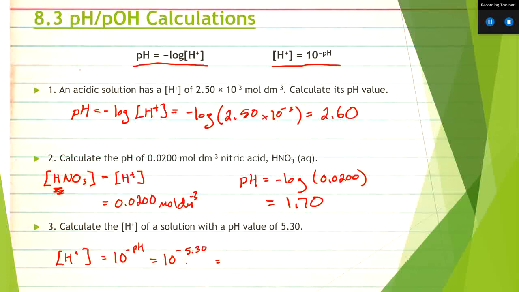And that gives us, you don't want to leave it in this form. Do put this into your calculator. We don't want decimals in our exponents. So expand this, and we get 5.01 times 10 to the negative 6 mole per decimeter cubed. Okay, so that's a couple of examples of calculating our pH.